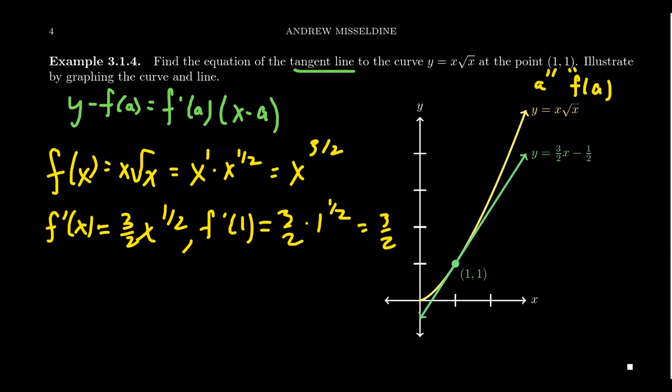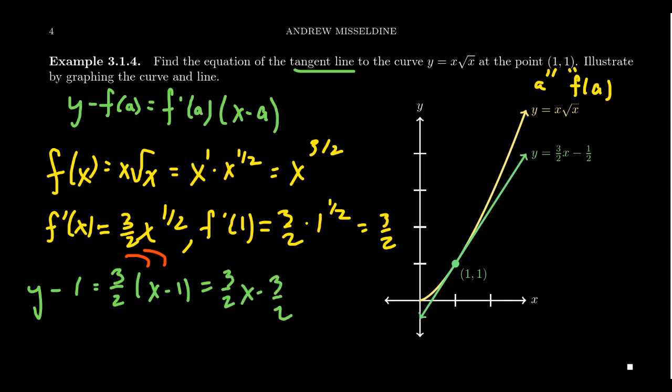So putting this together, our tangent line equation will look like y minus 1, the y-coordinate of the point of tangency. Then the slope of the tangent line is the derivative, which was 3/2. Then we get x minus 1, where 1 was the x-coordinate of the point of tangency. Distribute the 3/2 through. We end up with 3/2 x minus 3/2. Then we need to add 1 to both sides to put it in slope-intercept form. And upon doing so, we're going to get y equals 3/2 x minus 1/2.